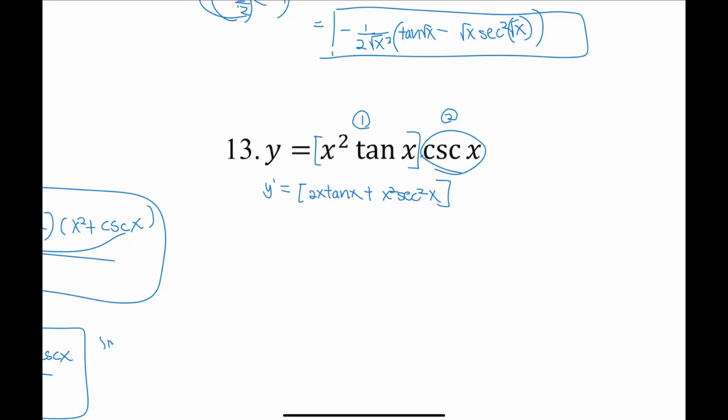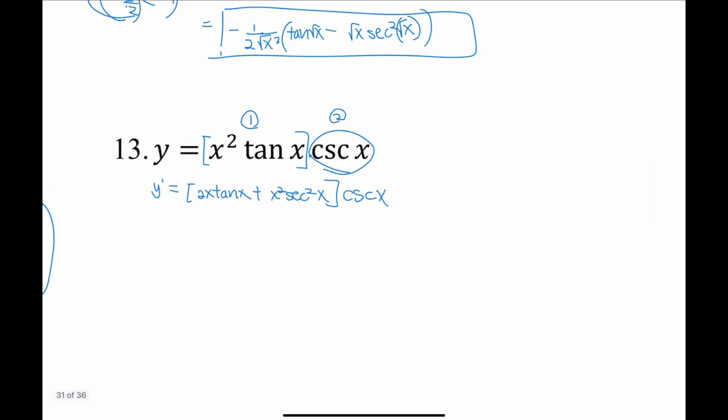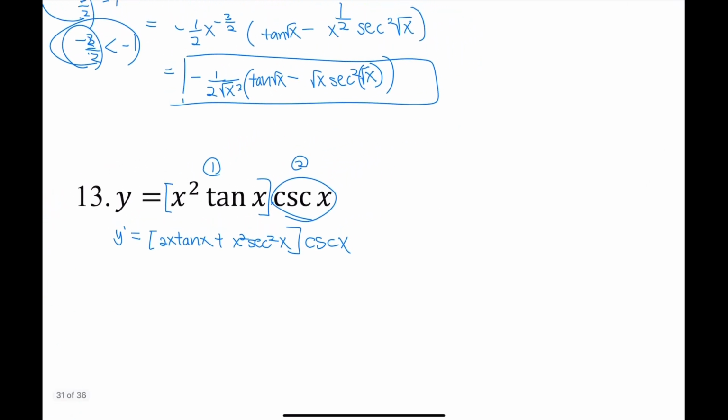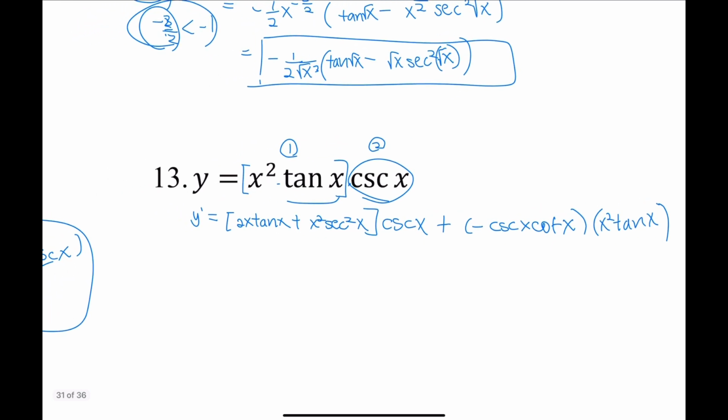Okay, and then we just multiply the second part, which is cosecant x. And then the next term would basically be to add the derivative of cosecant x times just number 1. Okay, so negative cosecant x cotangent x times x squared tangent x. So this is basically our answer.